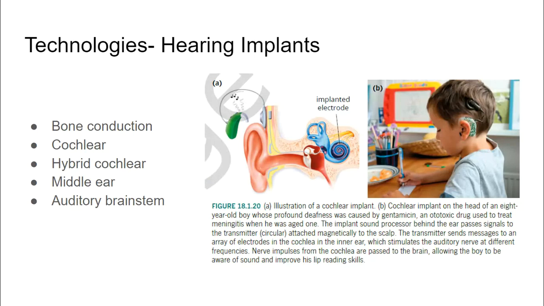Hearing implants may include bone conduction implants, cochlear implants, hybrid cochlear implants, middle ear implants, or auditory brainstem implants. And we can see here in the picture on the right, it is a child, he's 8, that has a cochlear implant on his head. And we can see here that the electrode is implanted into the cochlea, and then we see a processor behind the ear which passes the signals to the transmitter that's attached to the scalp.